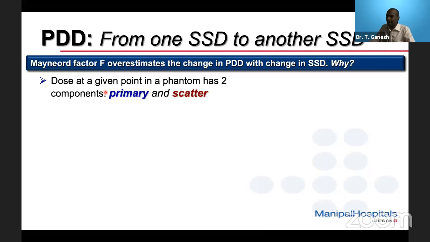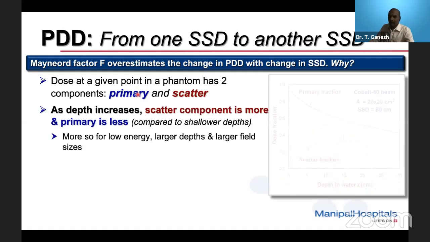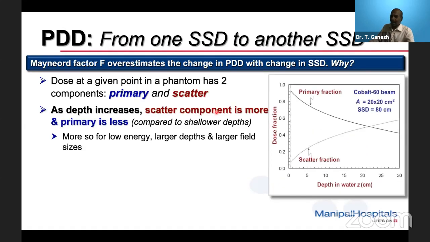These will come in handy for you to understand many of the concepts in radiation oncology physics. So dose at a given point in a phantom has got two components. One is primary and another is scatter. As the depth increases, the scatter component is more and the primary is less compared to shallower depths. You see here, as the depth is increasing, the scatter fraction is also increasing, and the primary fraction keeps on decreasing, right?